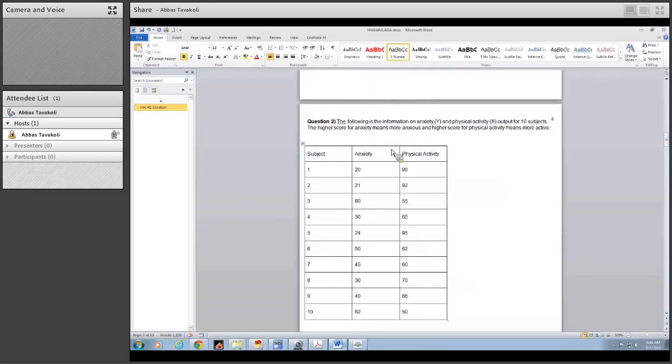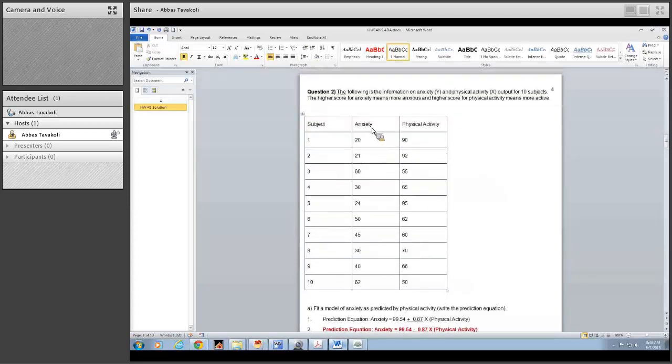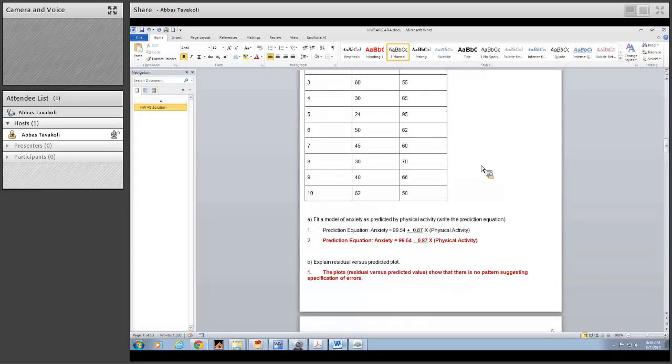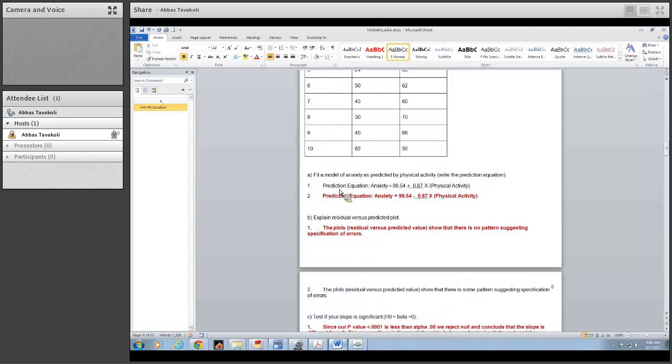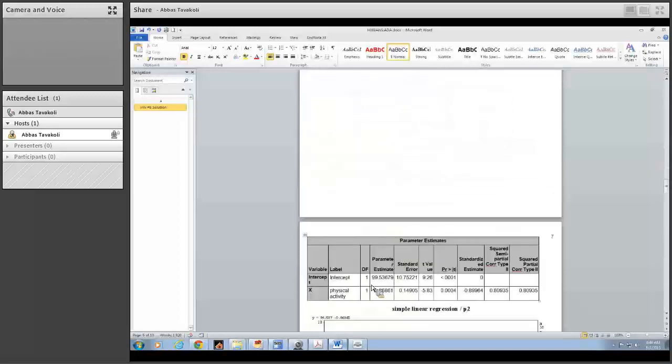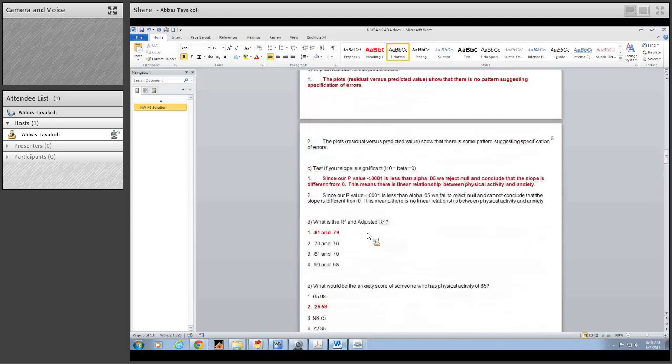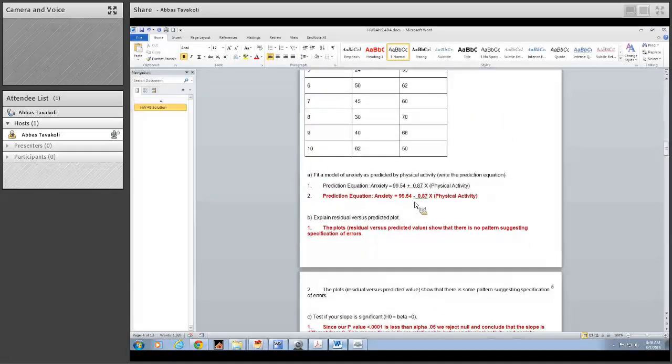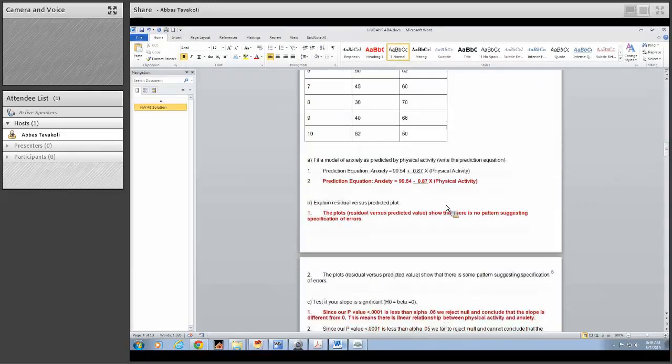Question 2, we have again the same problem, anxiety and physical activity, from the previous assignment. I asked you to write the prediction equation again from the SAS output. That's your intercept, that's your slope. So you write anxiety equals 99.54 minus 0.87x, where x is your physical activity. You have to explain in terms of the problem, so I would not suggest leaving it as x; just put physical activity there.